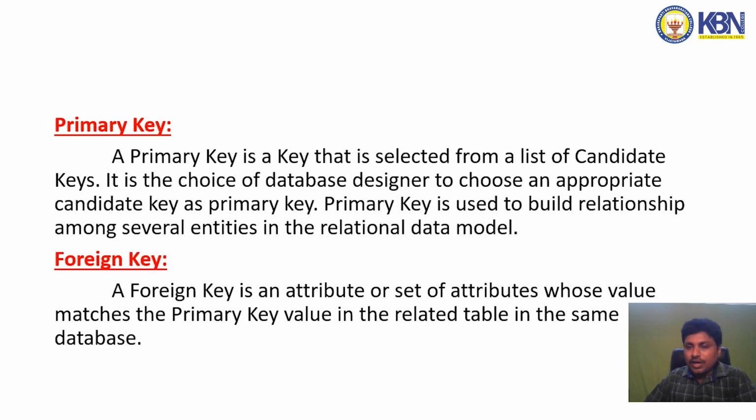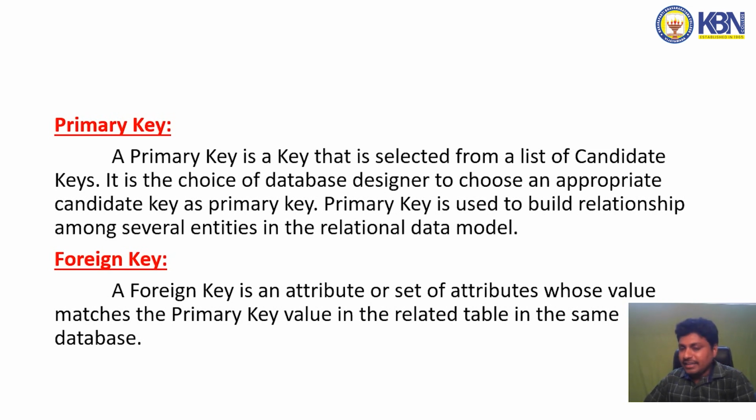Primary keys. What is the use of the primary key? A primary key is a key that's selected from a list of candidate keys. At the same time, we can also call the primary key the combination of not null and unique key. It is the choice of the database designer to choose an appropriate candidate key as a primary key. The primary key is used to build relationships among several entities in the relational model.